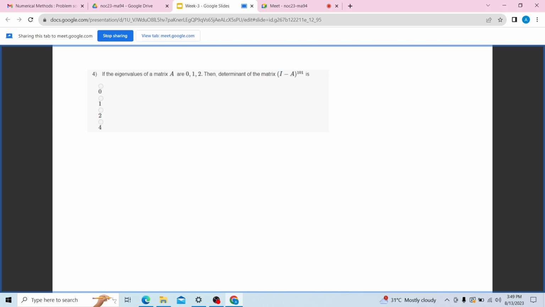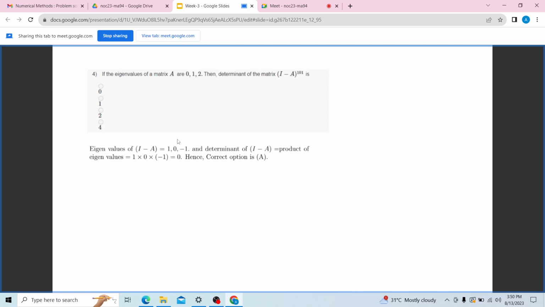So you can proceed in this way. Matrix I minus A will be what? So when you subtract, first element will be 1 minus 0, you will get 1. And second element 1 minus 1, you will get 0. And 1 minus 2, you will get minus 1.